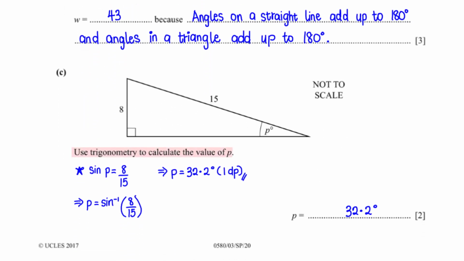Use trigonometry to calculate the value of p. Since we have a right-angled triangle in this case, we can apply SOHCAHTOA to find the value of p. So we have sin p equals the opposite, which is 8, divided by the hypotenuse, which is 15. When we make p the subject, we get sine inverse of 8 divided by 15. When we type this into the calculator, we get 32.2 degrees rounded to 1 decimal place.